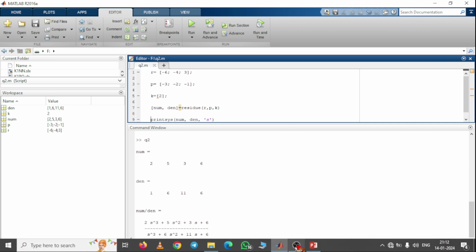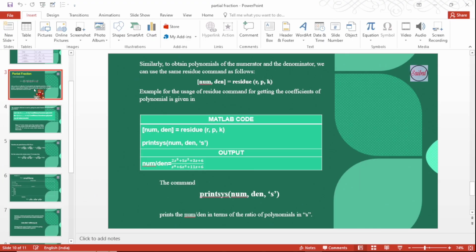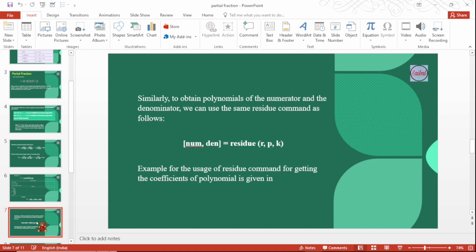Okay, so in this video you learned how to convert to partial fractions. You have to remember only one thing, that is the residue, and you have to remember the r, p, k values. Here r is the column vector that contains the residues, p is the column vector that contains the poles, and k is the row vector that contains the direct term. So you have to remember this one command, that is residue. And for the inverse conversion, you just have to change it: on the left you put num comma den, and on the right you put r, p, k.